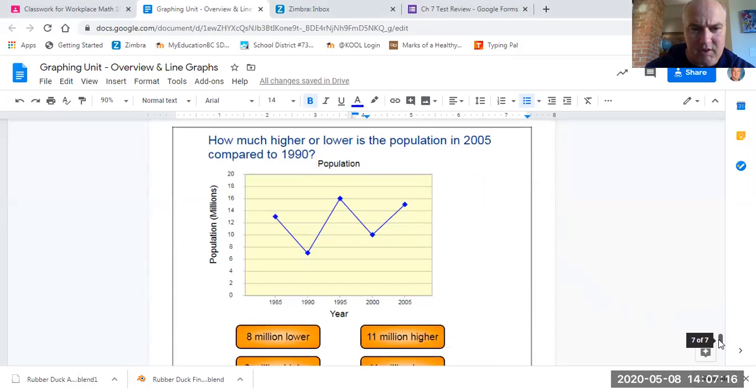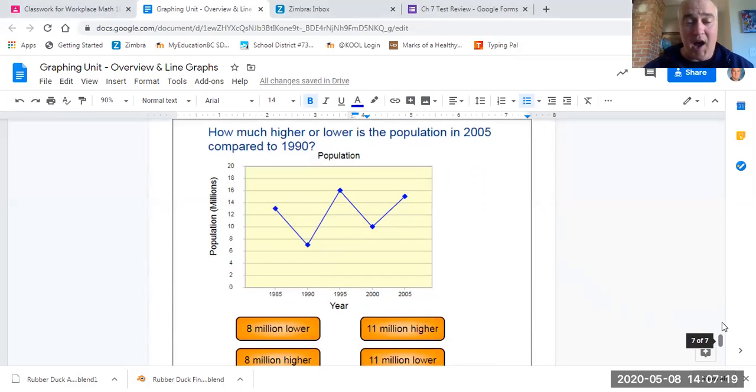This is very similar, but it doesn't use the word range anymore. It just says how much higher or lower is the population in 2005 compared to 1990. So we are looking at two different points. One is 2005, which is right here. And then we're also looking at 1990, which is right here. And what we need to do is look at and determine what this is. Once again, this is in millions, but I'm not going to write the word millions, I'll just write the amount. So this looks like it's between 14 and 16. So that would be 15. So it's 15 in 2005. And now it looks like it's between 6 and 8 here for 1990. So that would suggest this is 7.